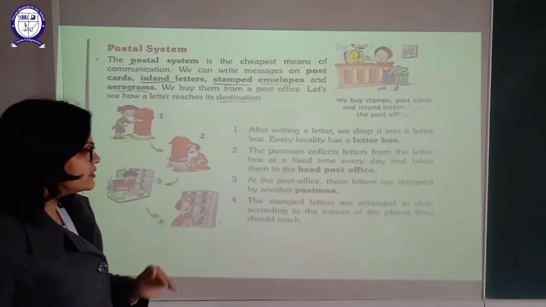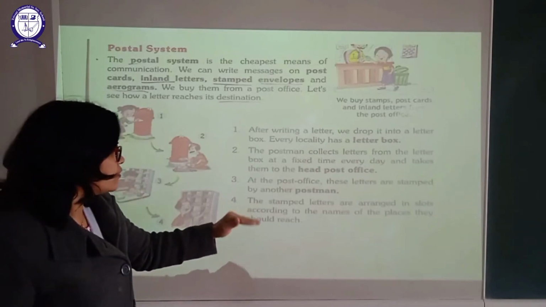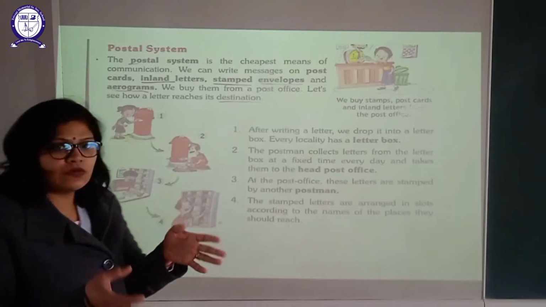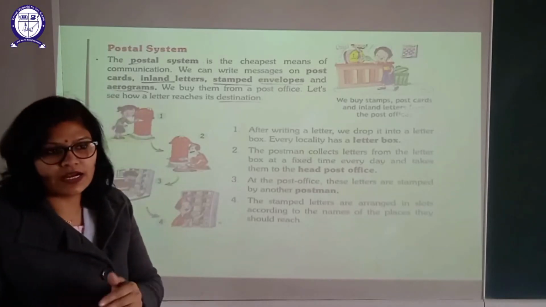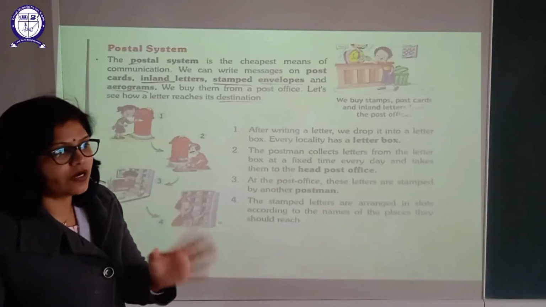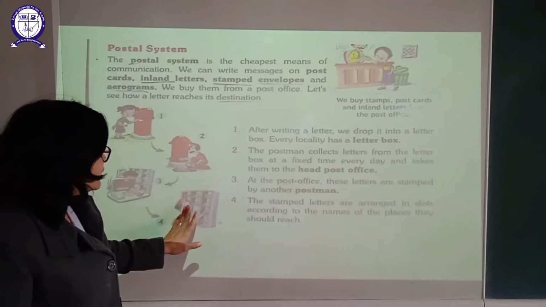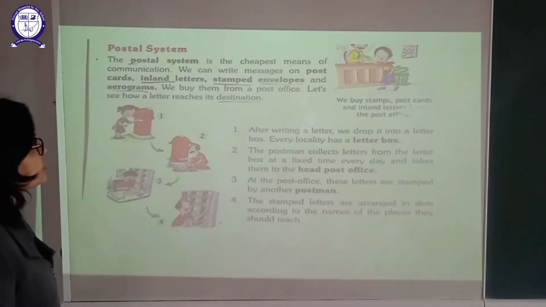The stamped letters are arranged in slots according to the names of the place where they should reach. After that, we collect all the letters of the same place in one box and then send them. Then the postman collects the letters of the same locality and dispatches them to the destination.